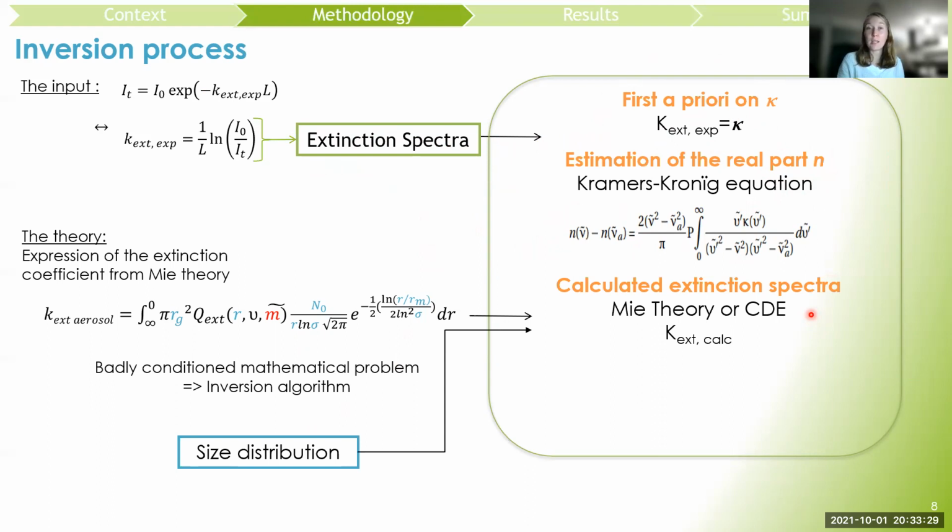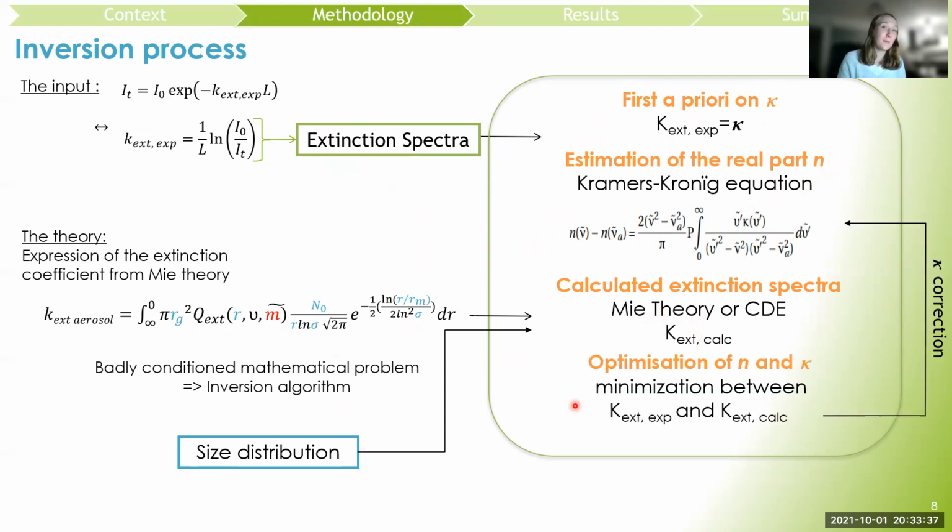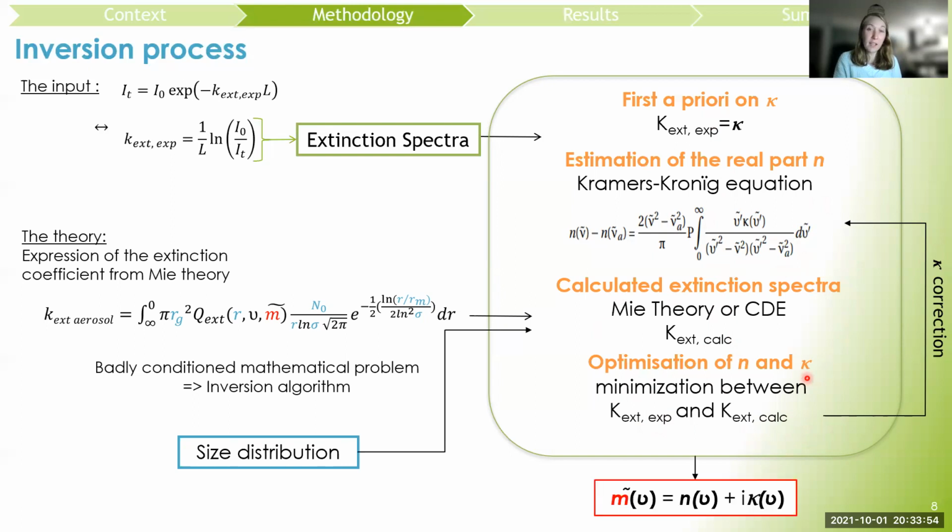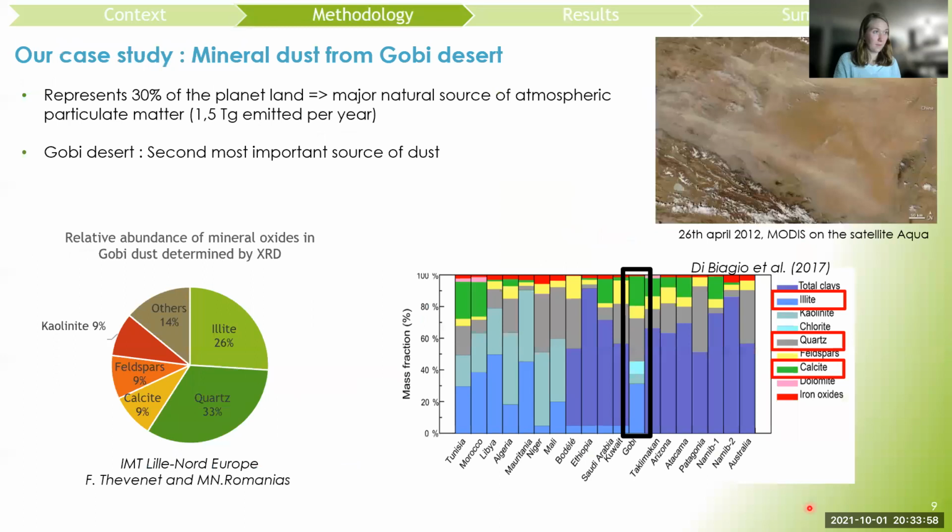So we have a couple of n and kappa, and we can calculate with Mie theory the extinction spectra. So we get the extinction coefficient using this equation and the size distribution. And then we will optimize the couple n and kappa with minimization between the calculated extinction coefficient and the measured one using an OEM, correcting the kappa, and doing a loop until the minimization is done, and at the end we retrieve the refractive index.